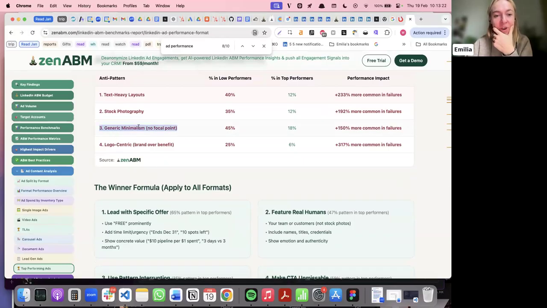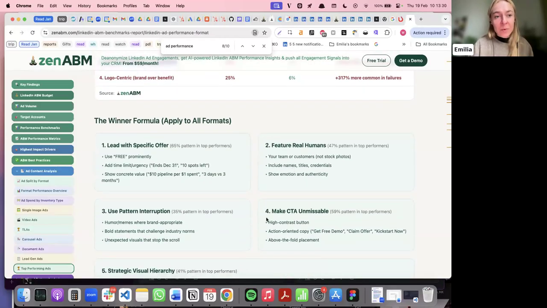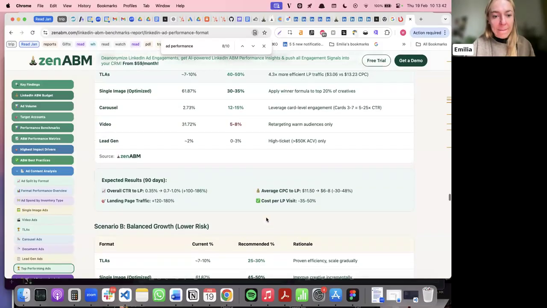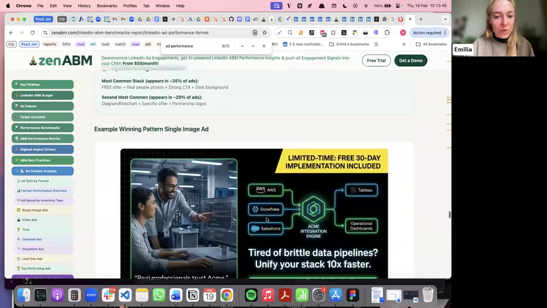Generic minimalism, no focal point. This is how we would call it, right? It's very common in the ads that were failing. So what we did, we basically grouped all the ads in the platform by CTR and then analyzed the patterns visually. And that's kind of what we got.